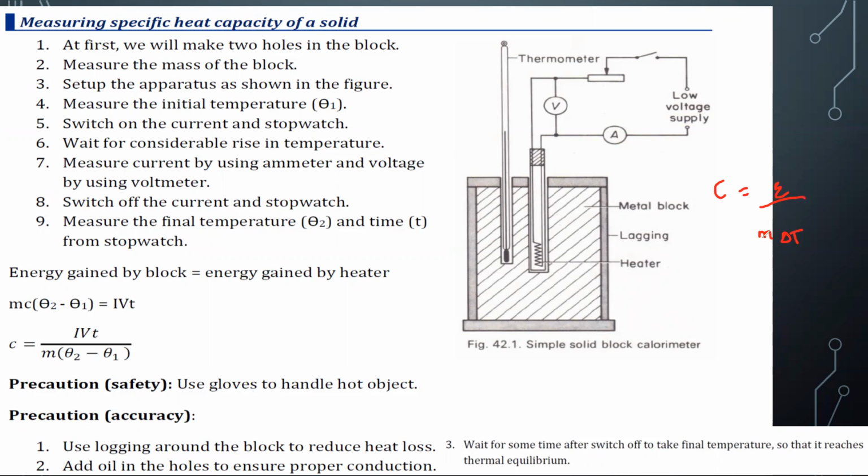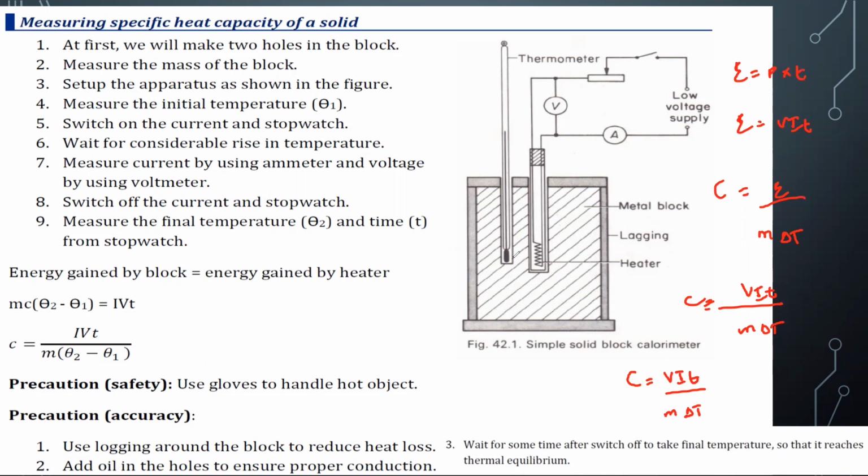But practically, we cannot find energy directly because we don't normally use a Bunsen burner. We normally use an electrical heater. For an electrical heater, energy is power multiplied by time, and power is voltage into current. So we can say energy is VIT. So specific heat capacity is VIT divided by mass into temperature change. So C equals VIT divided by M into delta T.